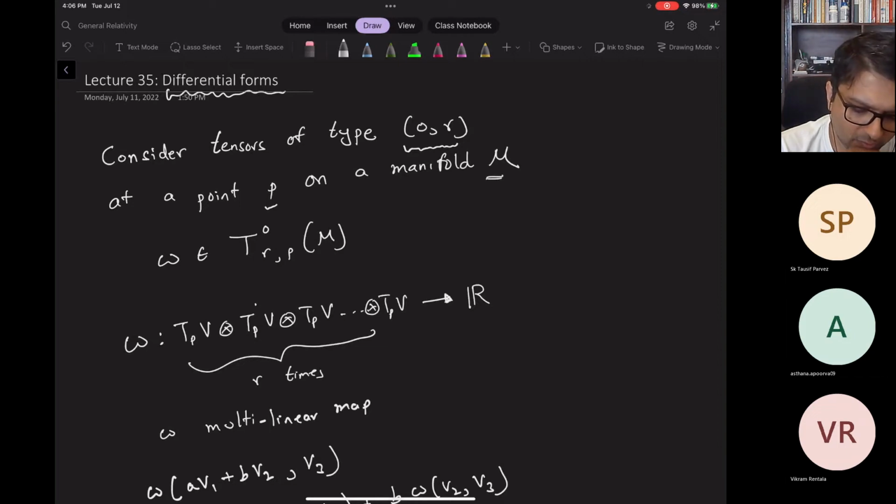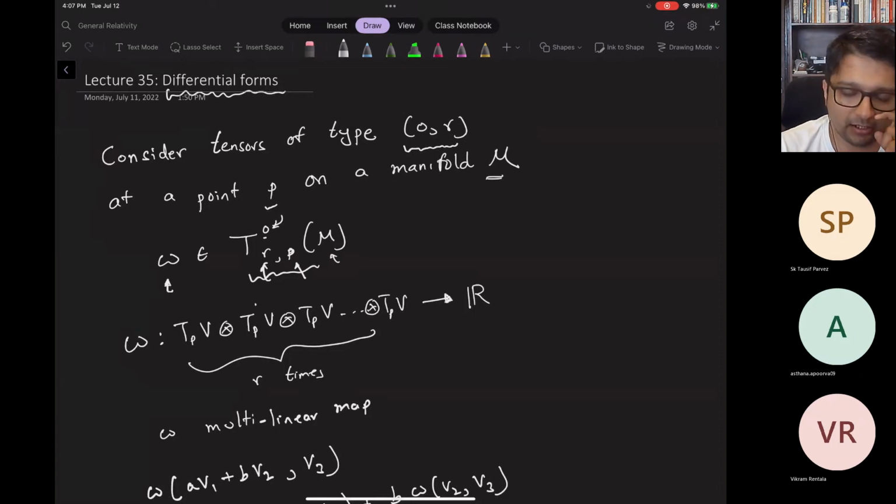And we take any particular tensor from the space. This tensor space is defined as T0R at P, so it's of type 0R at the point P. 0 means that it has no vector-like indices, R is the number of dual vector-like indices, P is the point P, and M is the manifold M.